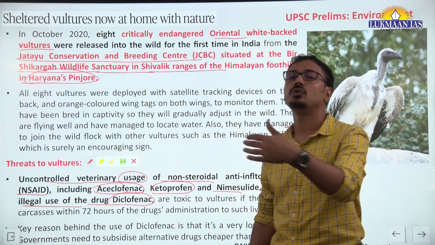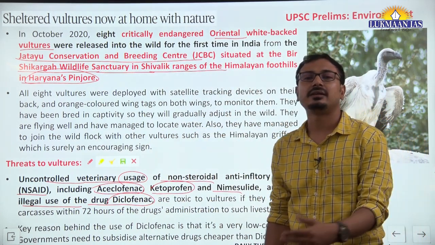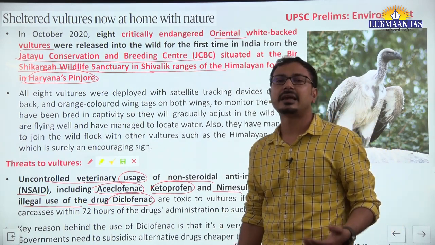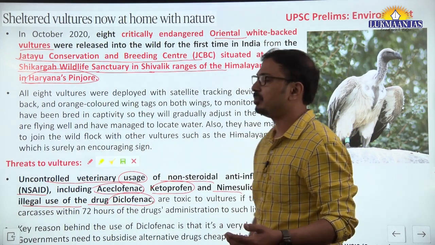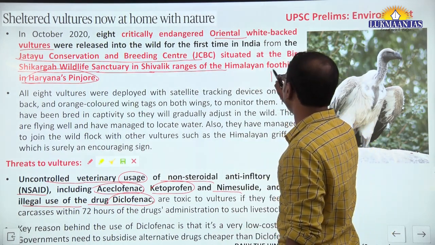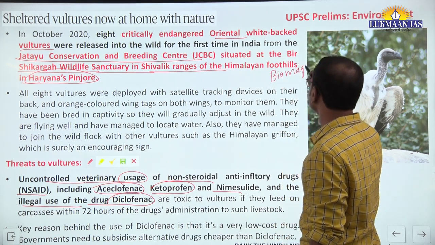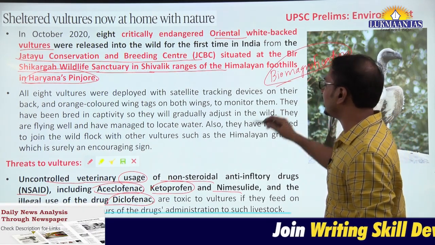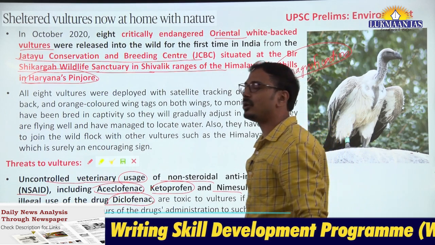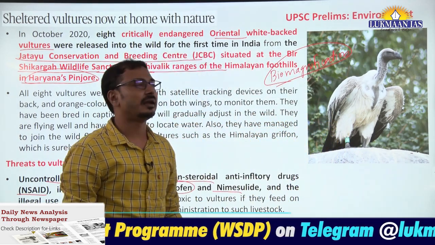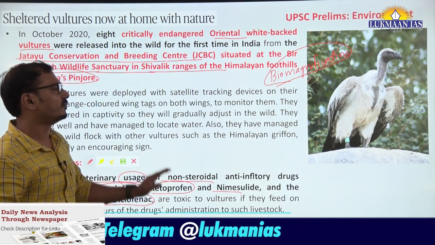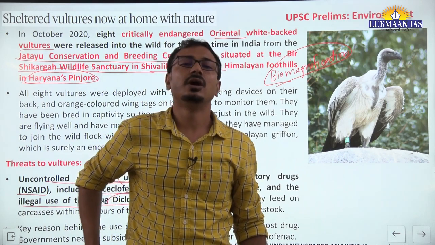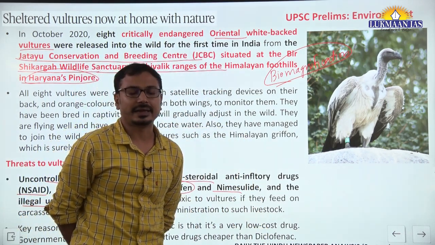It is administered to cattle, and when these cattle die and vultures feed on them, because of the biomagnification process, the concentration of this diclofenac used to increase in the upper trophic levels in the food chain. This diclofenac was not harmful to the cattle, but it was harmful to the vultures who were scavenging on the dead cattle.